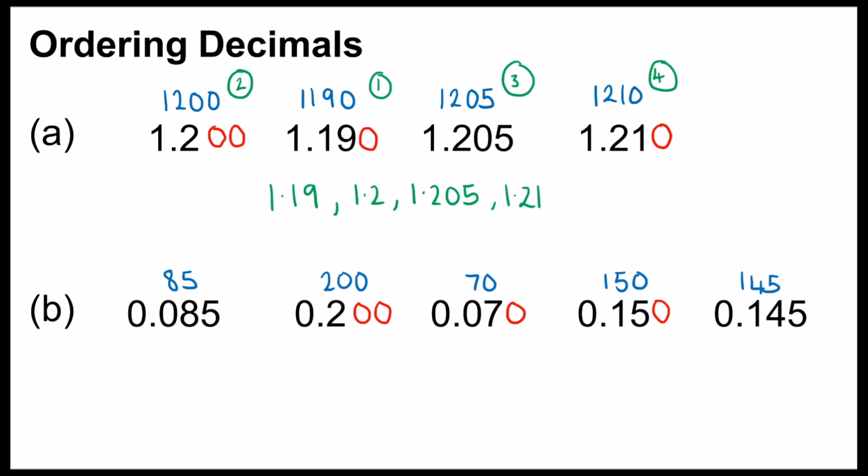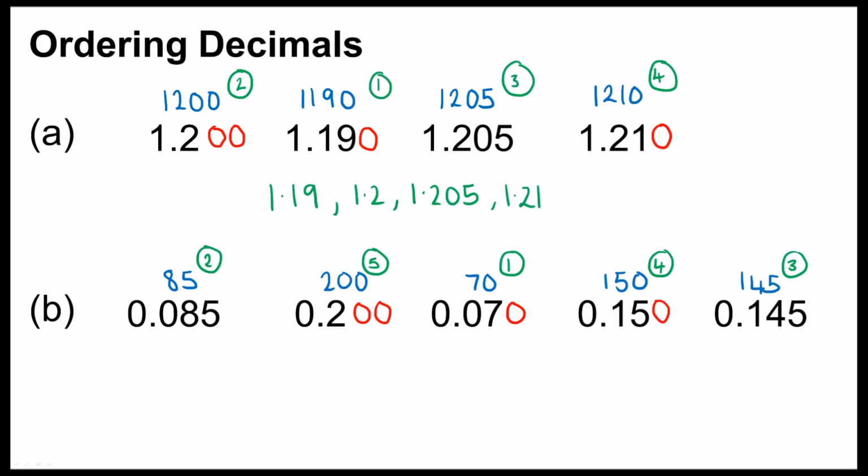Then I can use these to decide which one's biggest and which one's smallest. So 70 is the smallest, followed by 85, then 145, 150, and finally 200. That's in order from smallest to biggest. The last thing to do is write the numbers out, but remember they have to be in the original form.